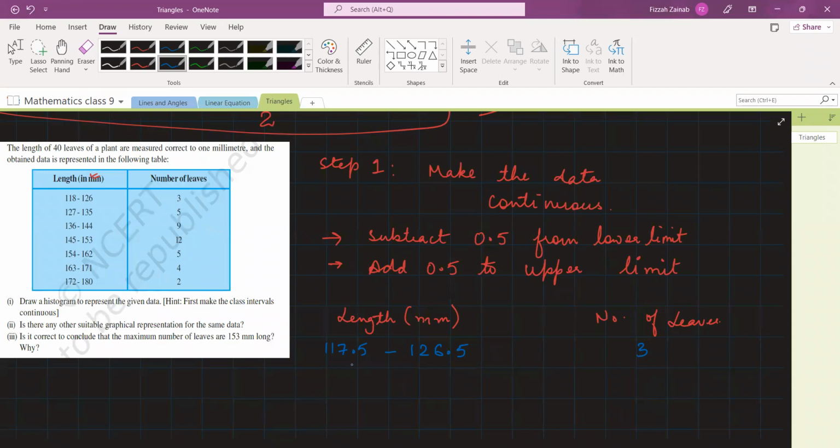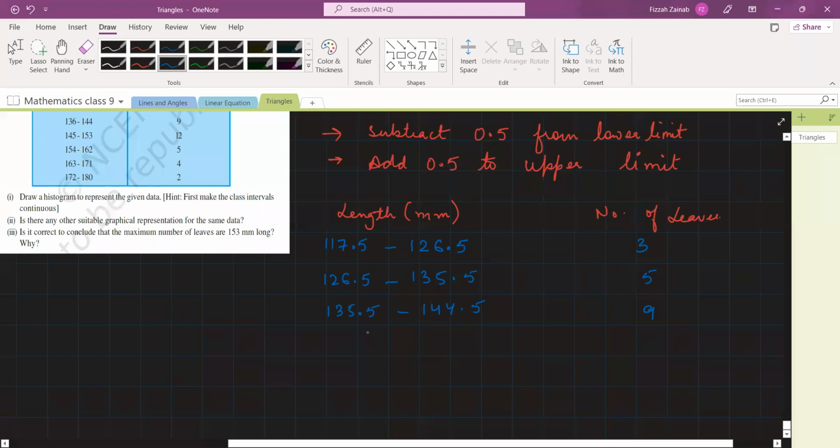Next, 127, I subtract 0.5, so it becomes 126.5, and I add 0.5 to the upper limit, so 135.5. This is 5. Again, I subtract, so it becomes 135.5 to 144.5. This is 9, right? And after that, I subtract, so that becomes 144.5 to 153.5. This is 12.